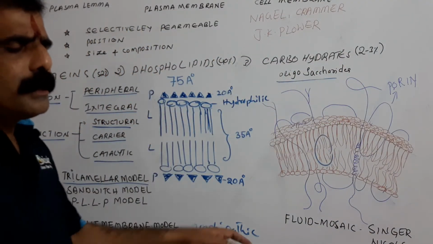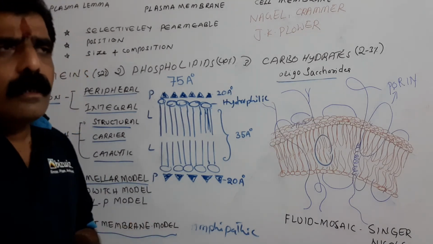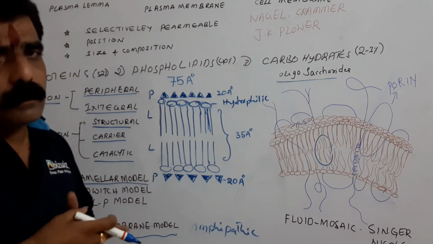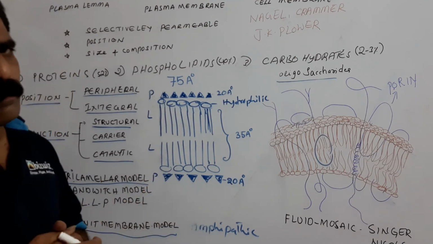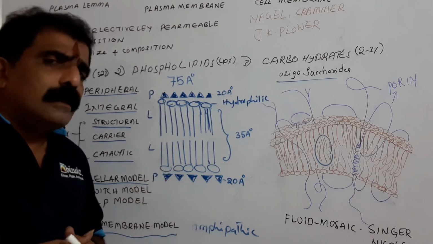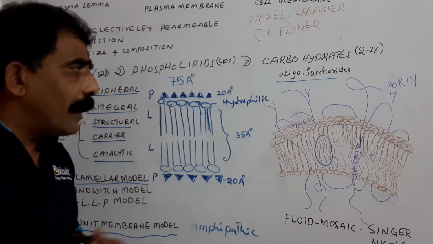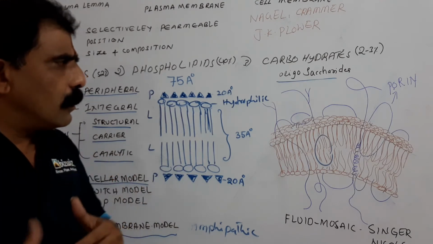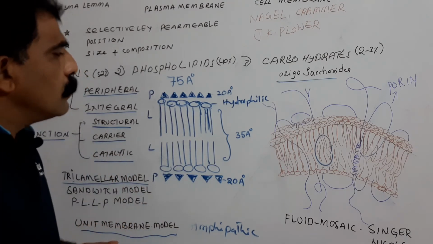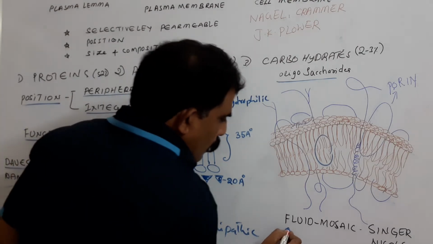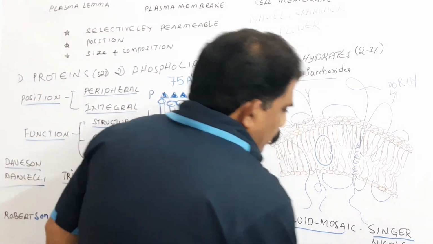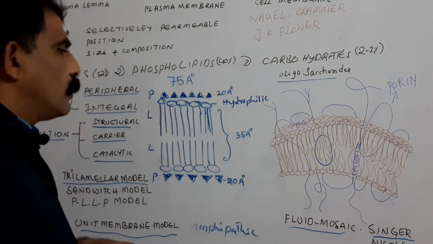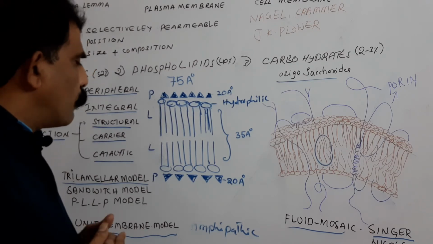Actually, all these models were rejected because they failed to explain the selective permeability of the plasma membrane and the elasticity of the plasma membrane. Hence, later, another model was popularized. That is nothing but the fluid mosaic model proposed by Singer and Nicolson. Singer and Nicolson proposed the fluid mosaic model.